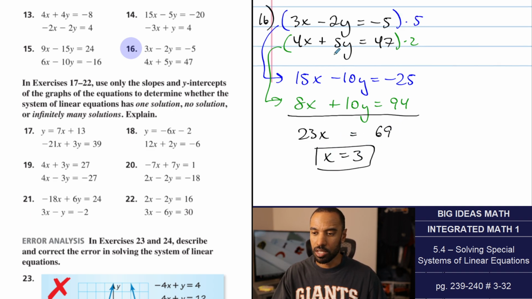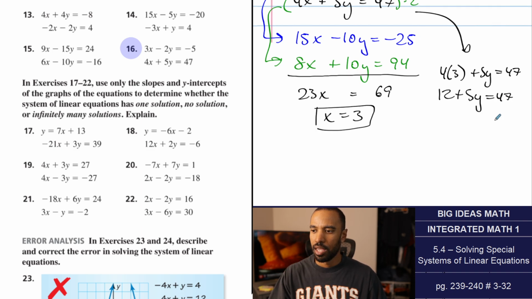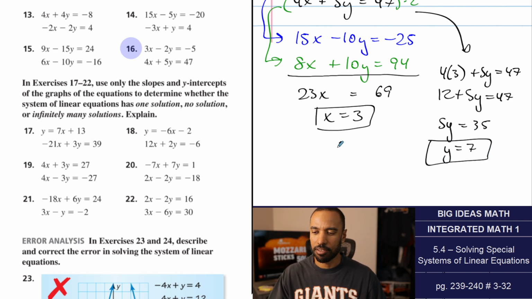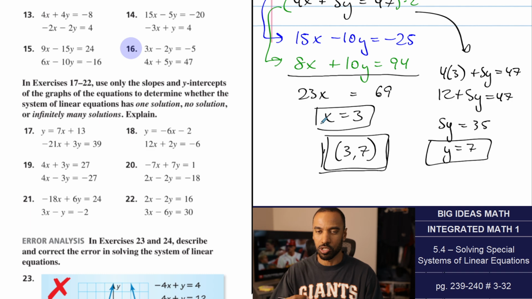We're not done, obviously, and we need to do a substitution here. Let's do in that second equation. We have 4 times 3 plus 5y equals 47, or 12. And then subtract 12 from both sides, 35, and you get y equals 7. We divide by 5. So 3 comma 7. I'm not going to double check it. That sounds good. But one solution, you don't have to say one solution. You just got to say what the one solution is.